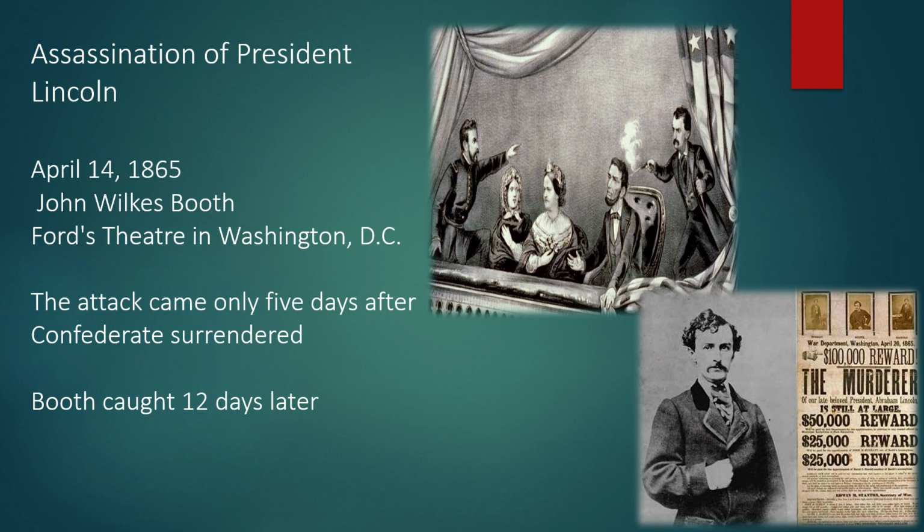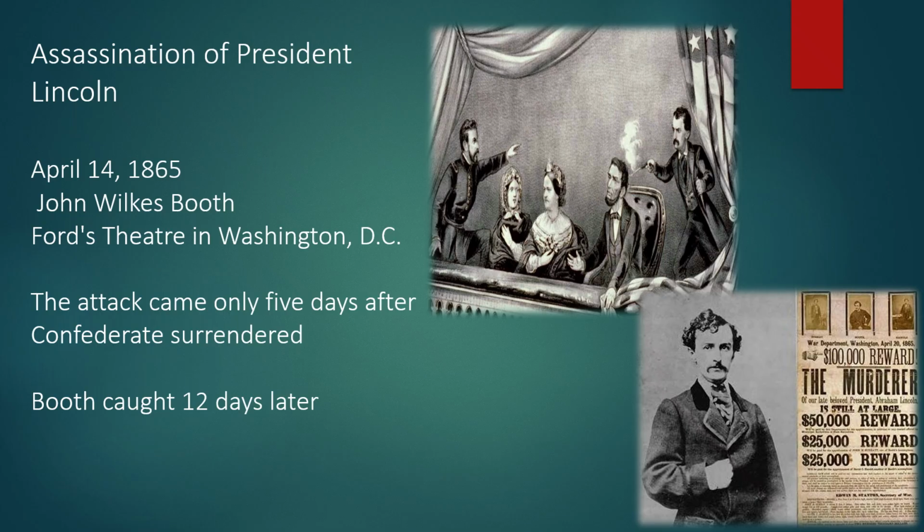All right, so the assassination of President Lincoln. This is on April 14th, 1865. And this, of course, is going to be a blow to the nation, and we were just beginning to heal from the Civil War. So Lincoln is shot by John Wilkes Booth. He's a well-known actor, and he's very passionate for the Confederacy, a Confederate sympathizer.